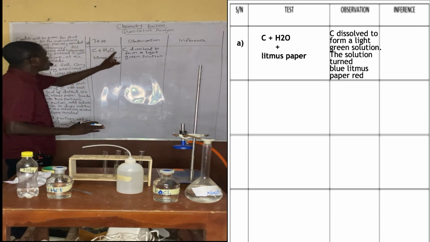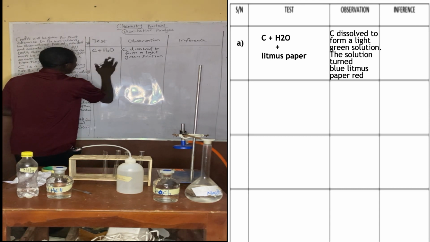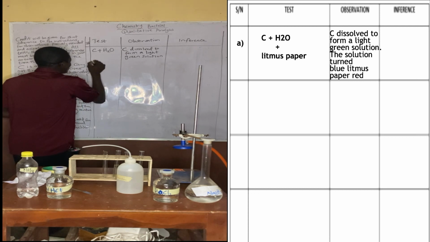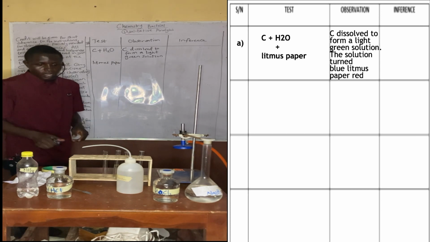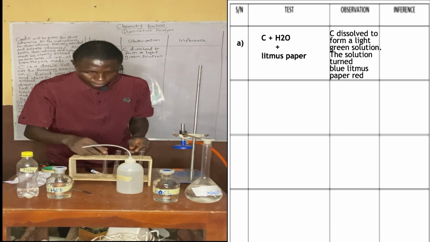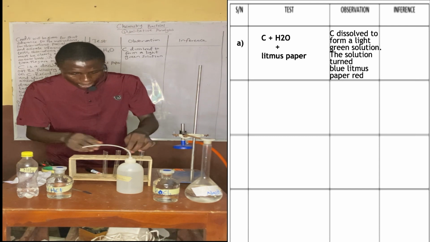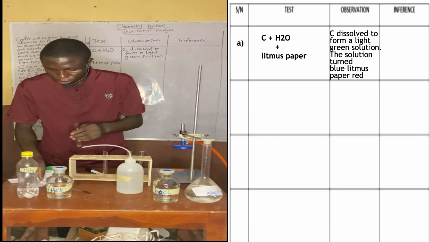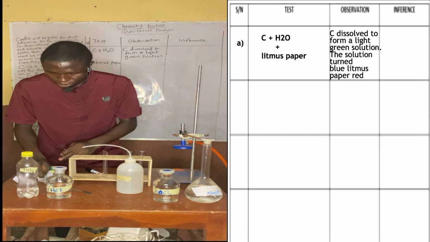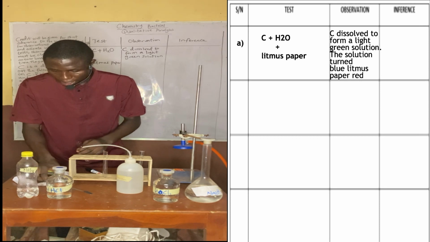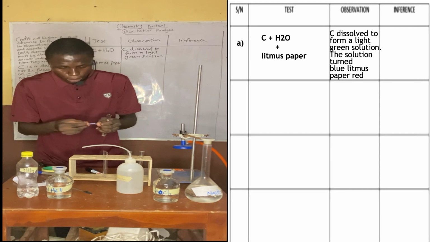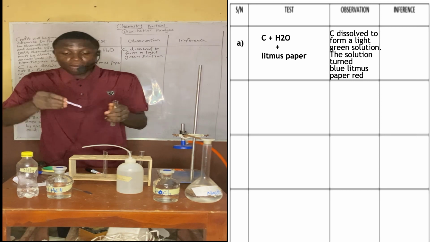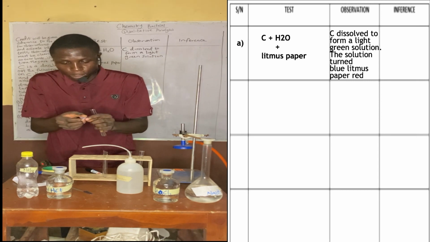C plus H2O. Now let's draw this one down there. Then test with litmus paper. What happens when we test it with litmus paper? Now let's see what happens. You can dip the litmus paper. You can use blue and red litmus paper. We have the blue litmus paper here. Now we have to test it with blue litmus paper and red litmus paper. Now let's try it with blue. Now let's see what happens.